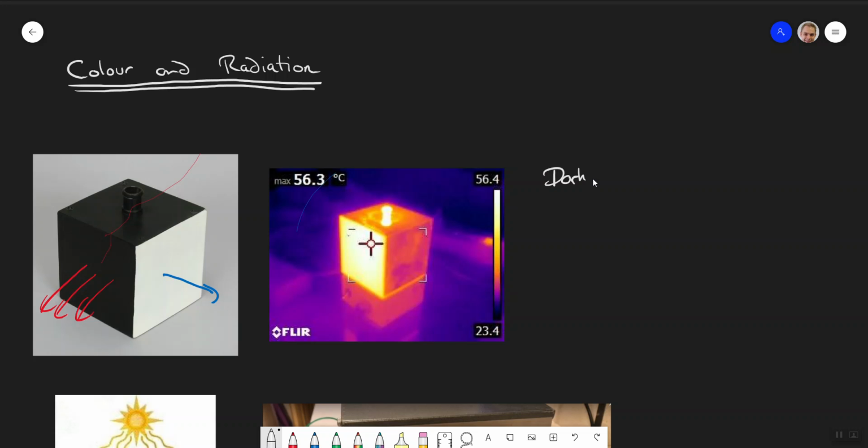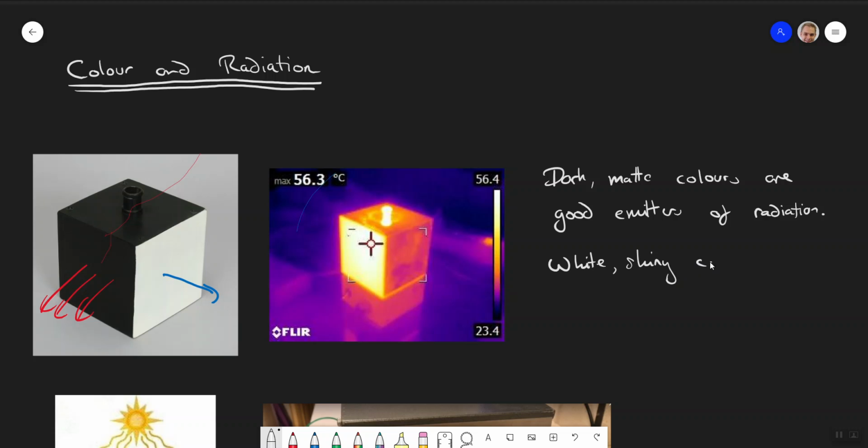So what we get from this experiment is that dark, matte colors are good emitters of radiation, whereas white or shiny colors are poor emitters of radiation. And we saw that with the kettle and Leslie's cube and various things.